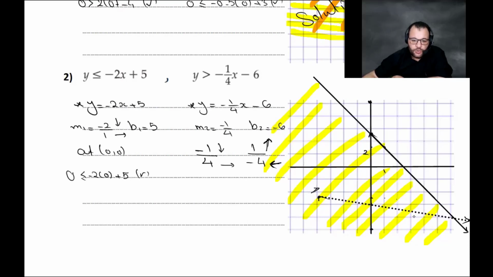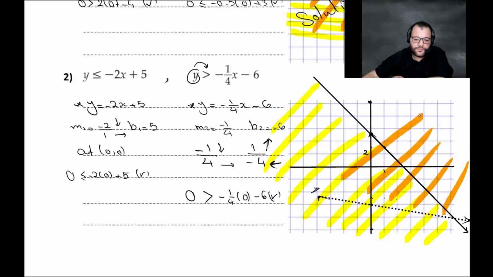After that, I will draw the dotted line. Any problem for drawing the dotted line? Because y is greater than, I will shade above the line. Or you can check the point 0 and 0. 0 is greater than -1/4 times 0 minus 6. Yes. So we'll shade the part which contains the point 0 and 0, so all of the part above the line will be shaded.